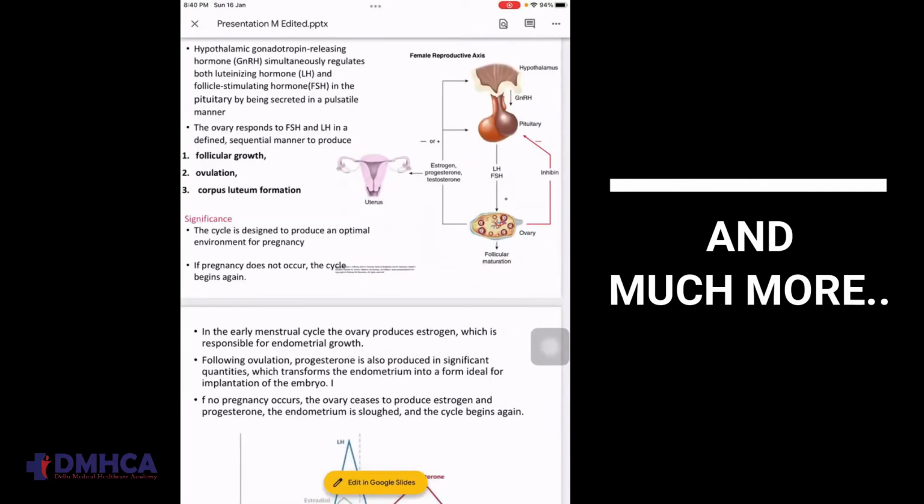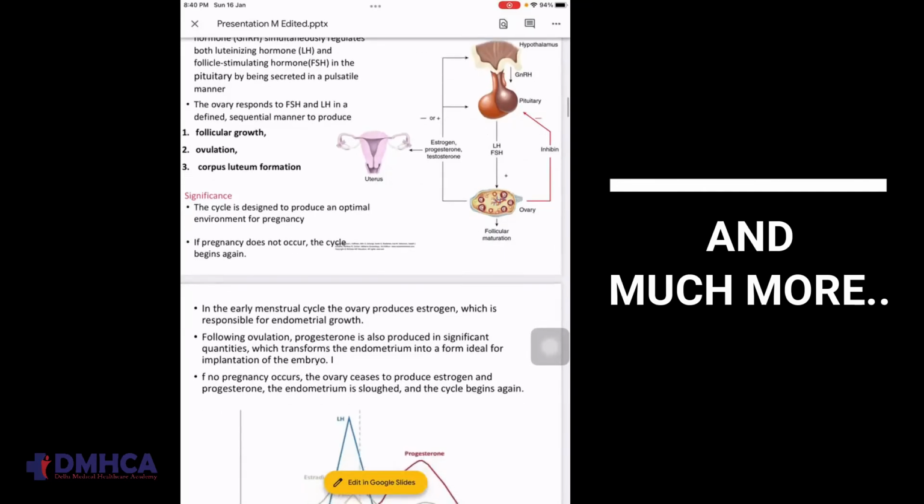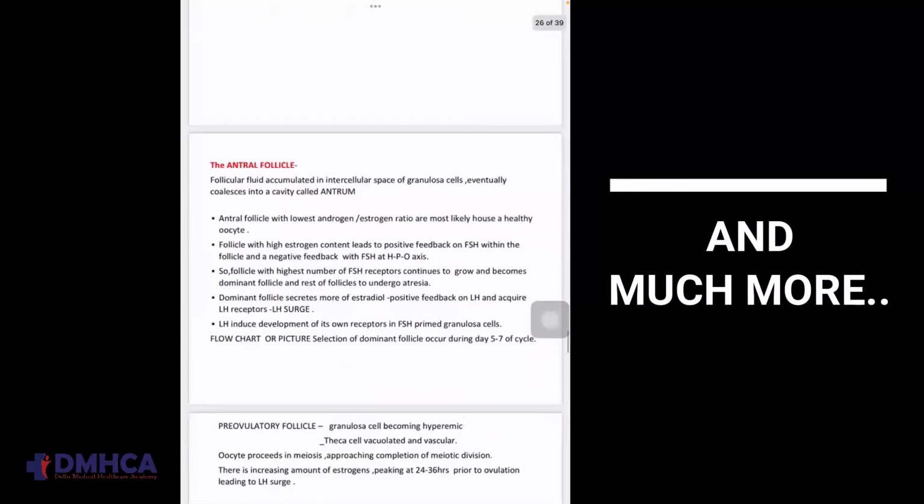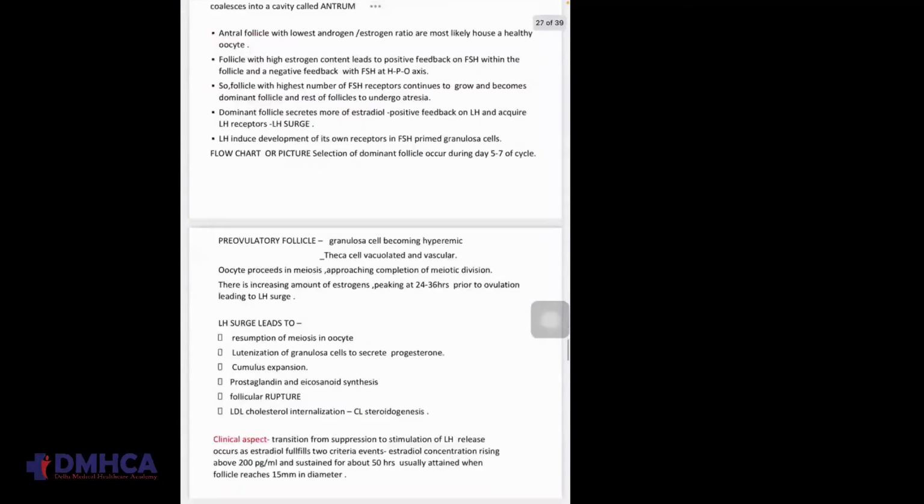Can anyone tell which phase is usually said to be constant among the three phases? That the duration or the time of this luteal phase? Yes, very good. These are more detailed about this follicular phase and everything. I think we'll take it in the next class because that will be a 1 hour class now.